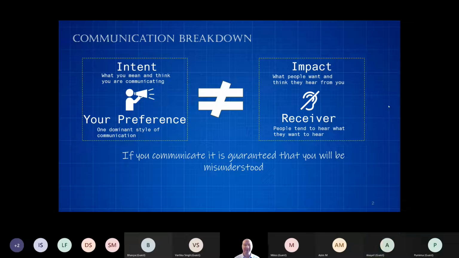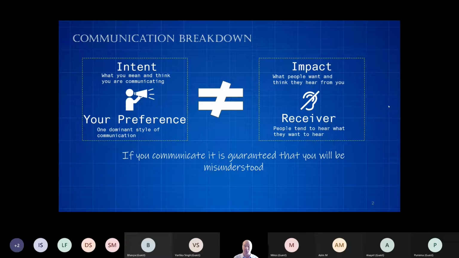Communication starts with a very simple formula. When we are all communicating something, we have an intent, a meaning that we want to get across to people. And we do that however we naturally like to communicate. How that impacts the receiver, though, can be very different. Just because we're trying to get our intent across, it doesn't mean that the receiver fully understands the intent of what you're communicating.